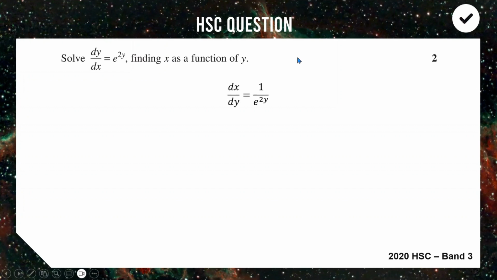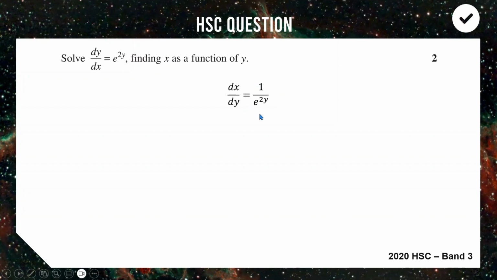Okay, starting off by, as always, because the right-hand side is in terms of y, and y is on the top of our fraction, we need to take the reciprocal of both sides. So dx on dy on the left-hand side. Right-hand side is now 1 over e to the 2y. We can now multiply our dy across, so we have it in the right spot for our integration.